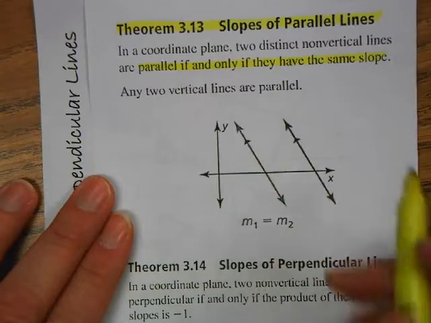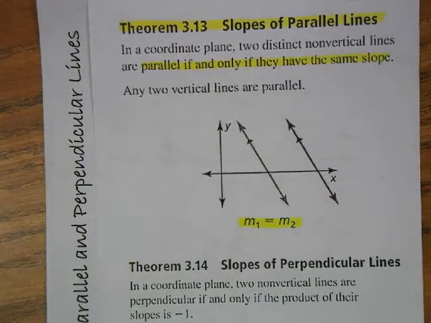So you would calculate the slope of each line. If the slopes are equal, then the lines are parallel.